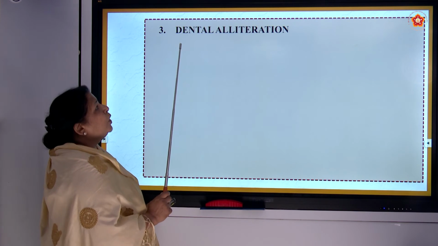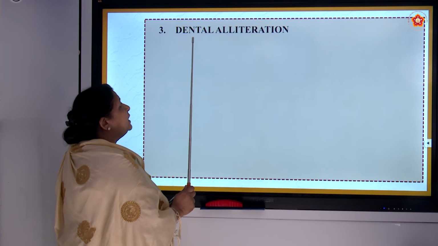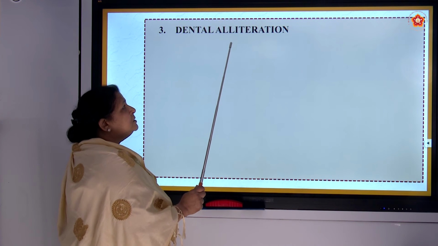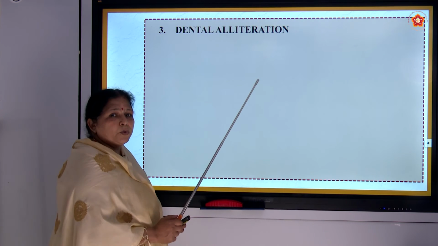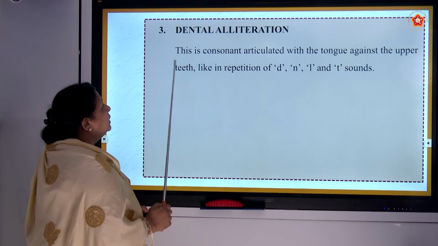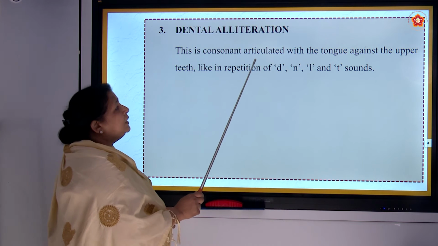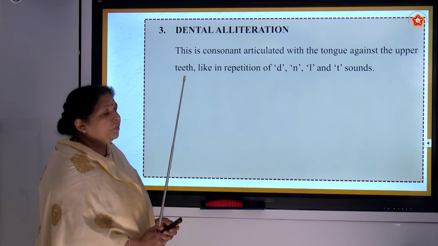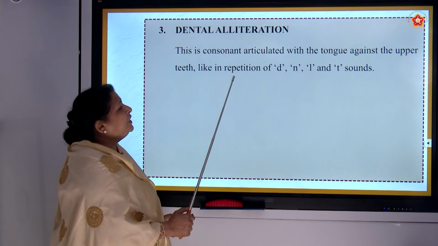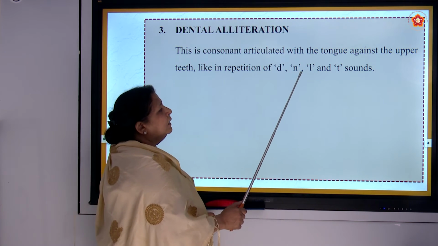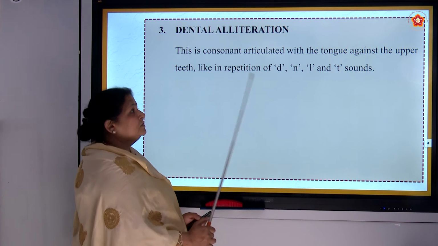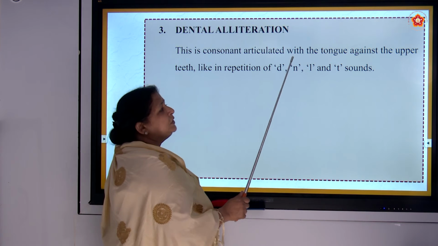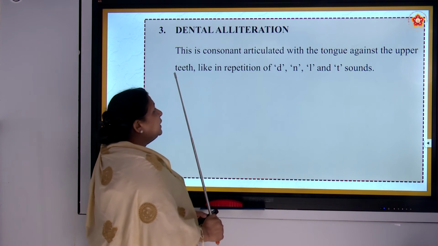Now, let us see what is dental alliteration. D-E-N-T-A-L. Dental alliteration. A-L-L-I-T-E-R-A-T-I-O-N. Dental alliteration. This is a consonant articulated with the tongue against the upper teeth, like in repetition of D, N, L and T sounds.